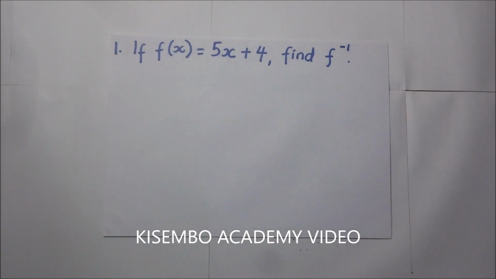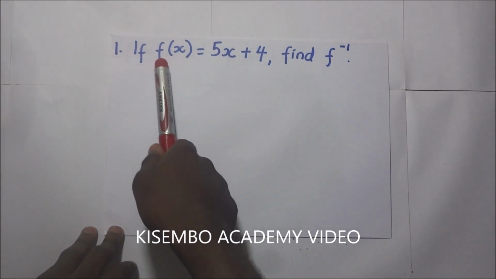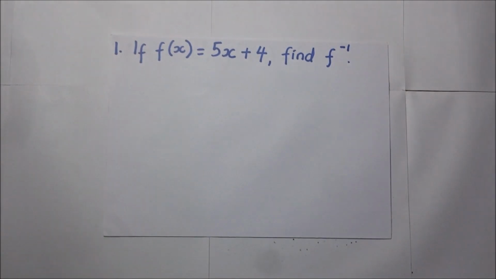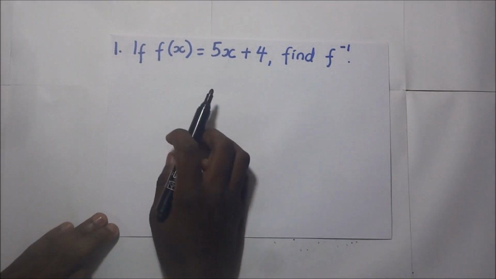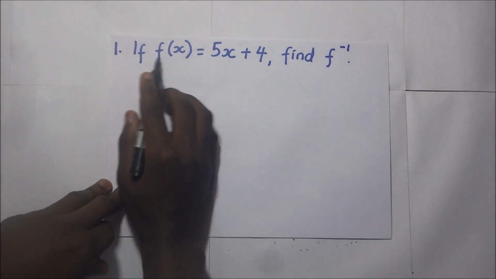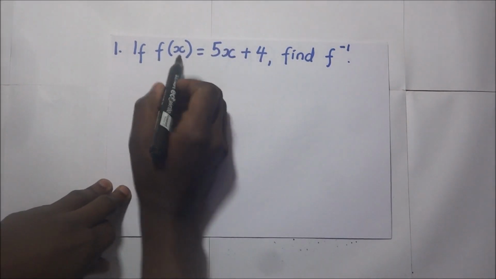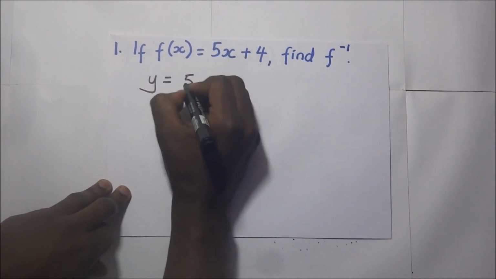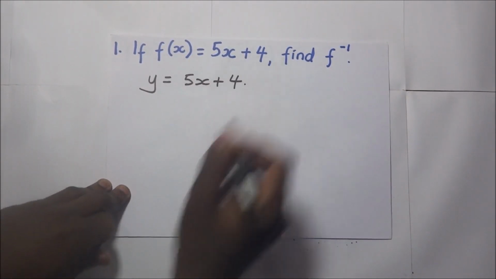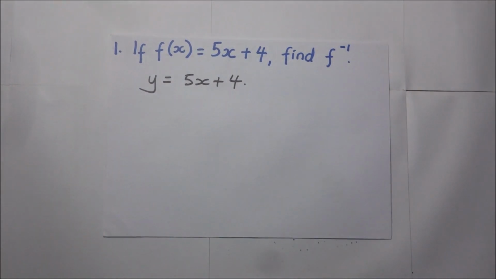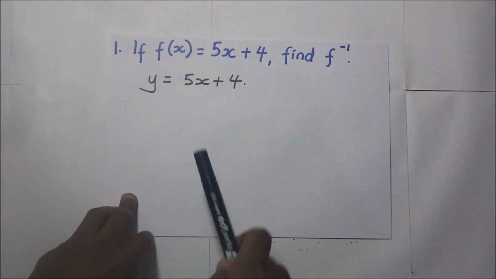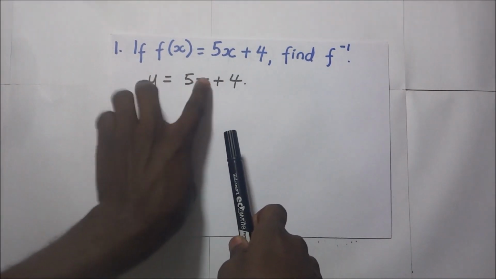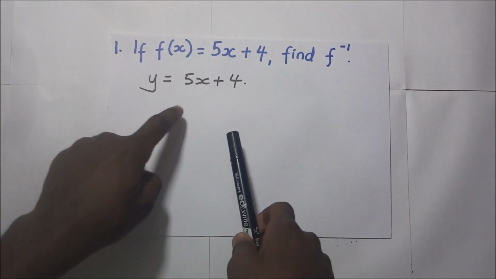In our question right here, we have, if the function f where x is the input is given by 5x plus 4, find the inverse of that function f. So to find the inverse of that function f, we get started by first acknowledging this f of x. Let's call this f of x y. So y is going to be equal to 5x plus 4. Now we want to find the inverse of this function. What we do is make x the subject of this formula, and then we flip the two.